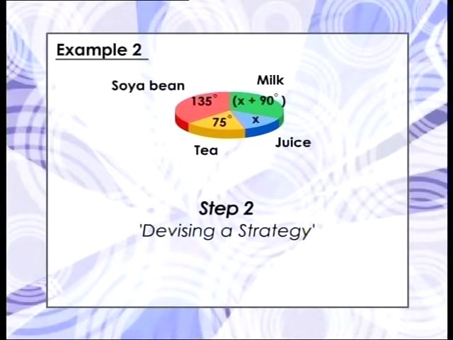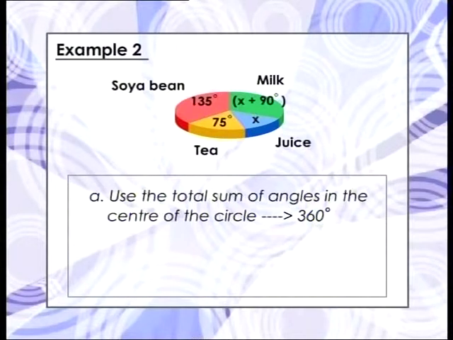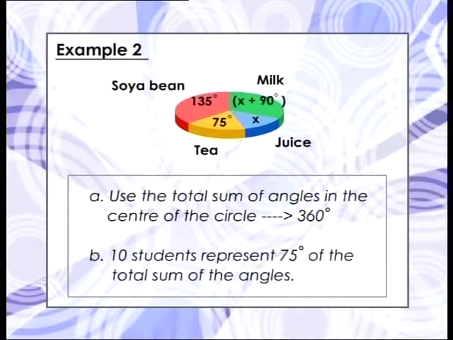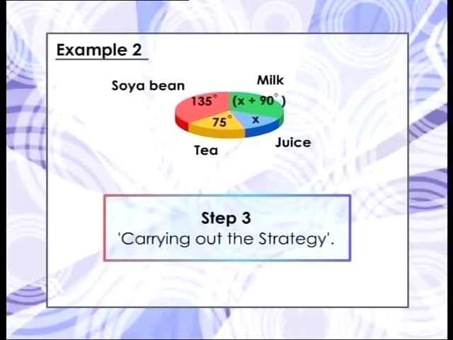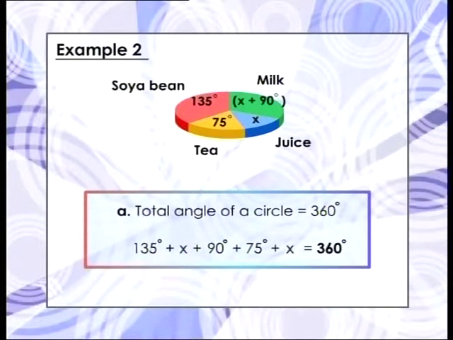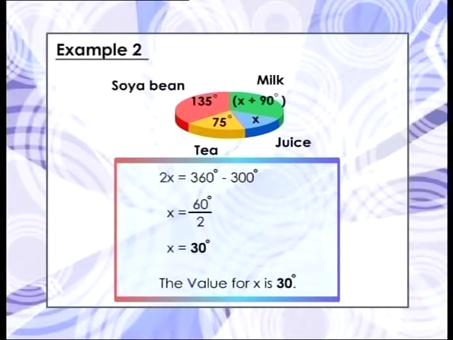Step 2. Devising a strategy. A. Use the total sum of angles in the center of the circle, 360 degrees. B. 10 students represent 75 degrees of the total sum of the angles. Step 3. Carrying out the strategy. A. Total angle of a circle equals 360 degrees. 135 degrees plus X plus 90 degrees plus 75 degrees plus X equals 360 degrees. 2X equals 360 degrees minus 300 degrees. X equals 60 degrees divided by 2. X equals 30 degrees. The value for X is 30 degrees.